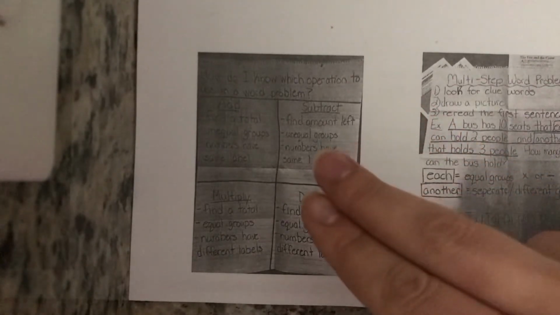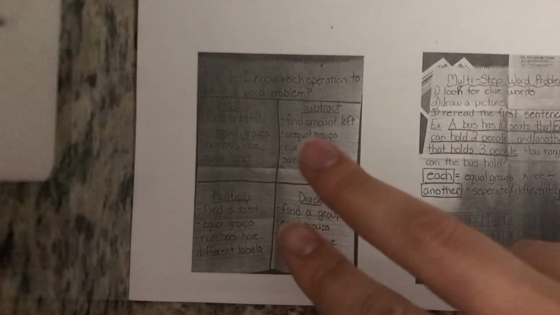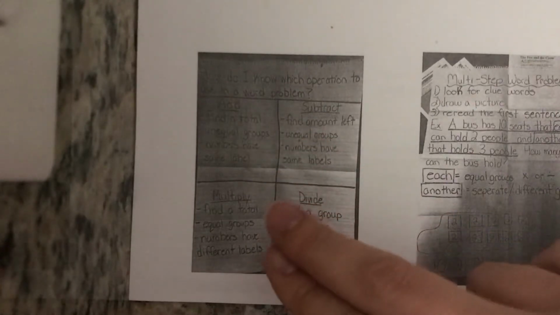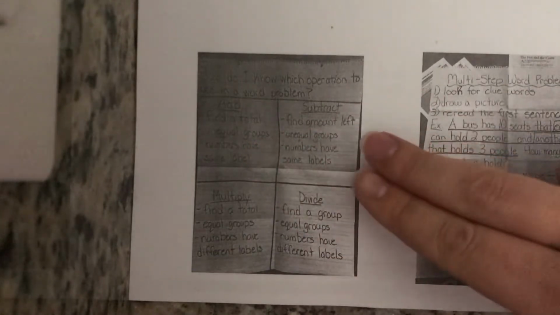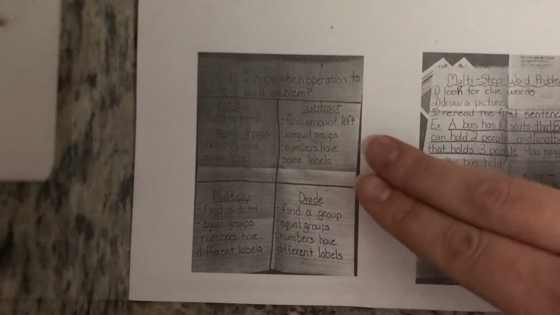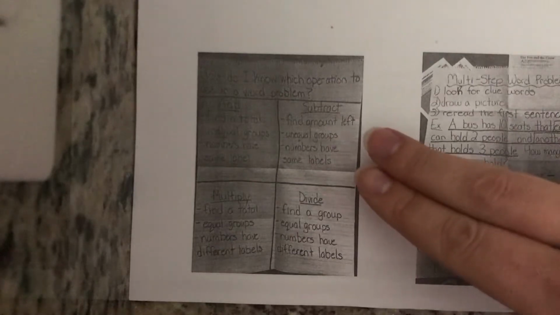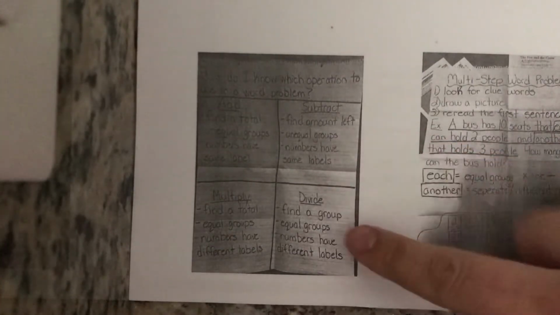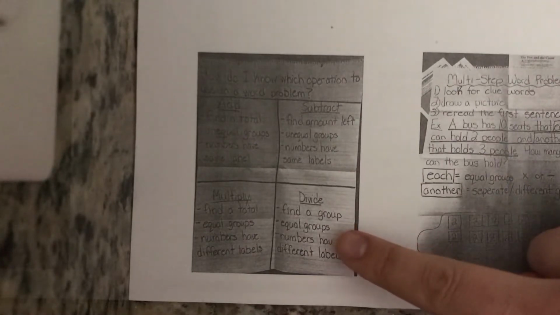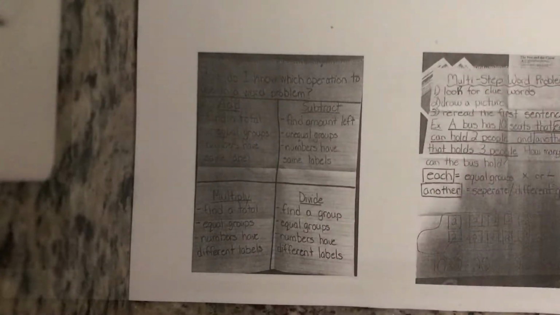With addition and multiplication, you're both finding a total here, but sometimes you're going to have equal groups, like with multiplication, and sometimes you're going to have unequal groups with addition. Subtraction and division work the very same way. But instead of finding a total, you're finding a partner or a group of something. Again, they're different because with division you're doing things with equal groups, and subtraction is unequal groups.